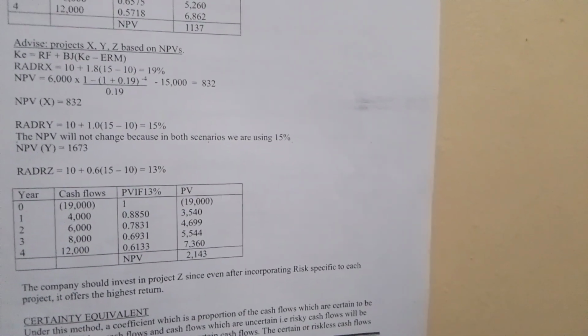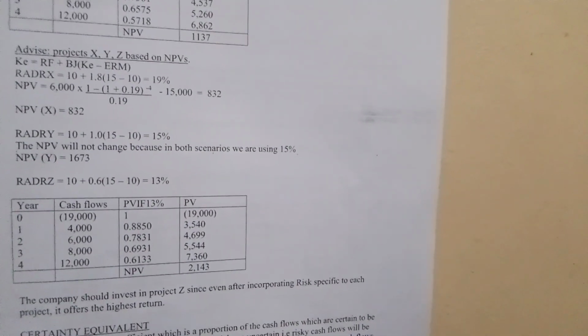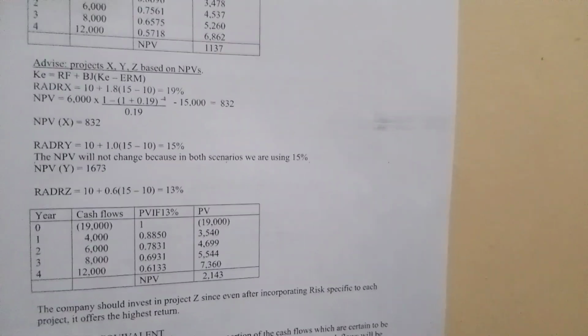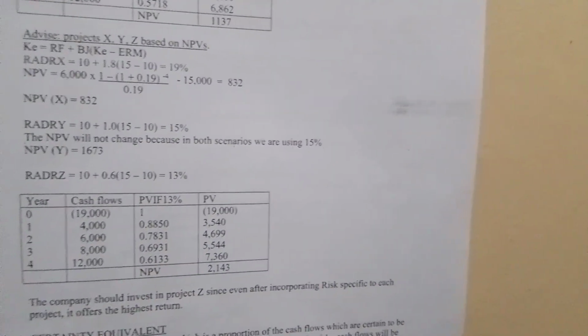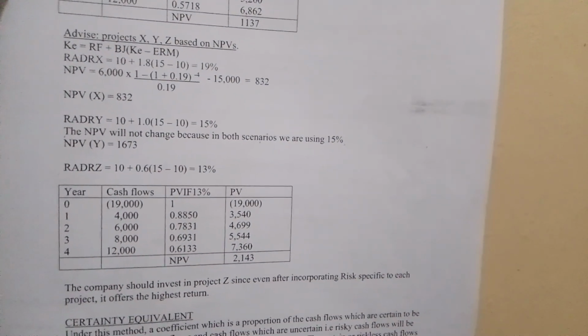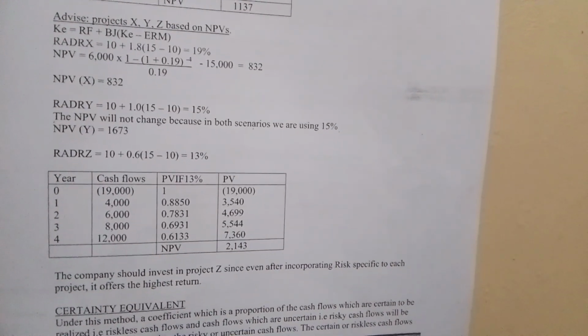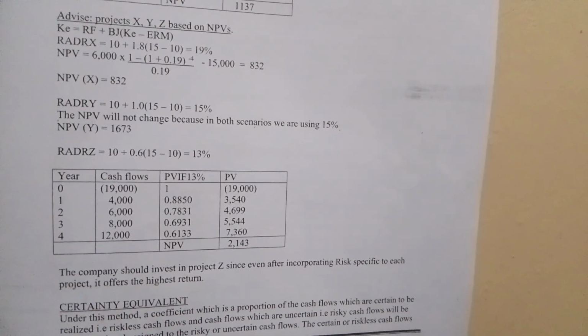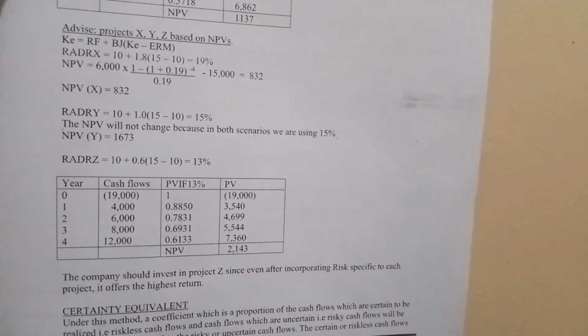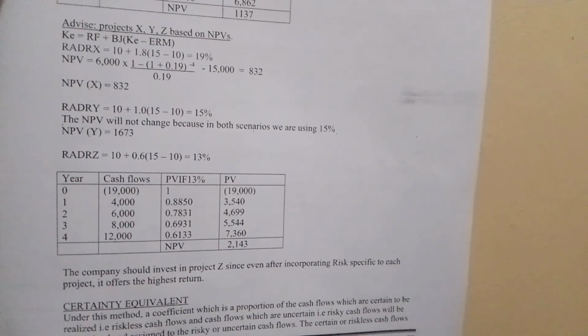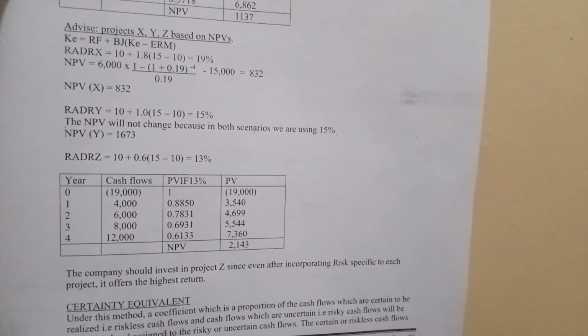In the previous one, we were using 15%. Therefore, our net present value should have been different. But for project Y, the percentages are the same, so net present value will remain the same at 1673.